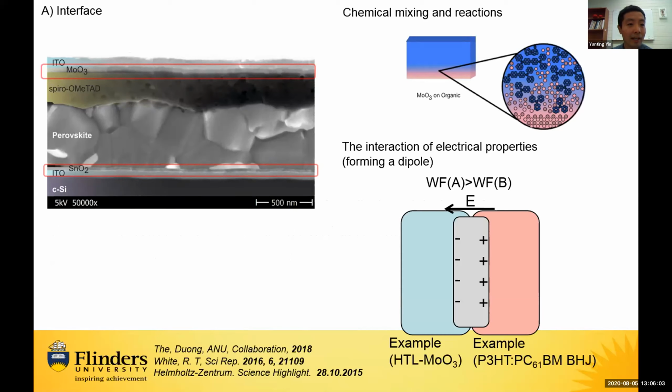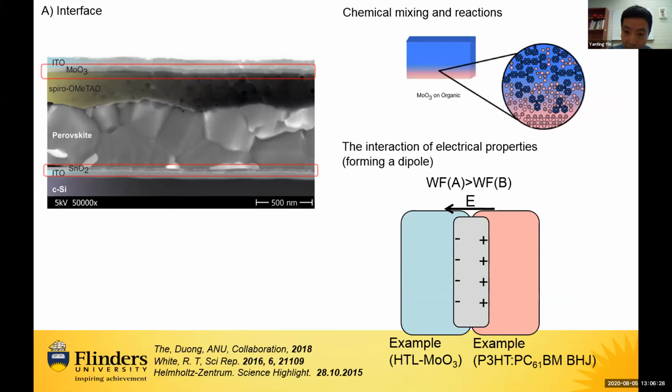On the left side, there's a basic cross-section of a perovskite solar cell. You can see the interface is mainly formed between 2 different materials. For example, on the top side, molybdenum oxide and spiro-MeOTAD, the spiro-MeOTAD processed layer. And next is the tin oxide ITO interface.